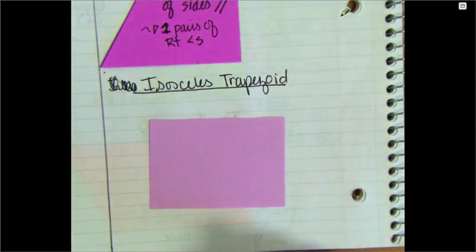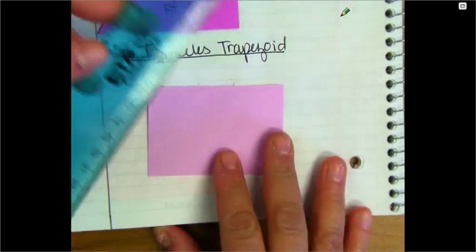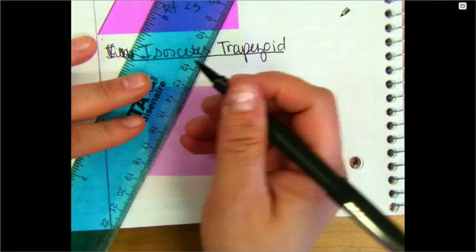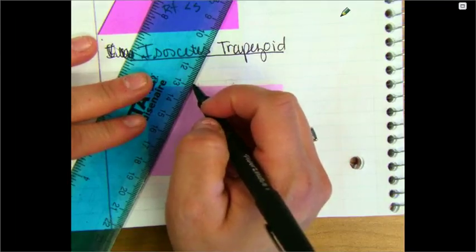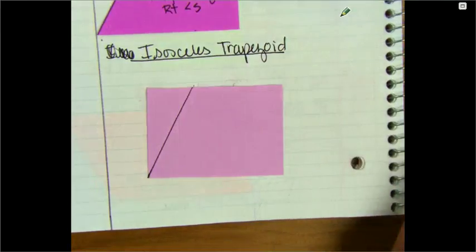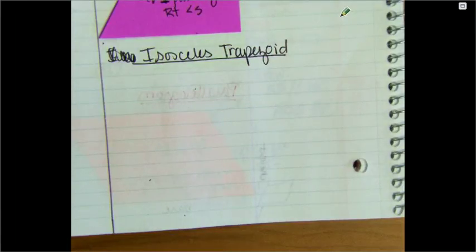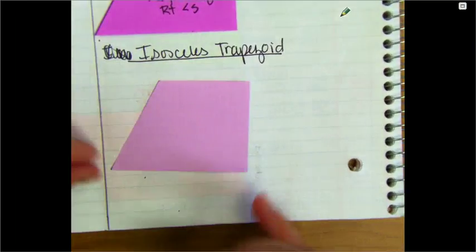What we're going to do here, we're going to make our isosceles trapezoid. Isosceles is a key word. Most of us probably do not know what isosceles means. We're going to do the same thing as we did the other day. We're going to take the corner and we're going to make a line up to the other opposite side, the one with 2 sides. Then go ahead and cut it. This time we're not throwing it away.